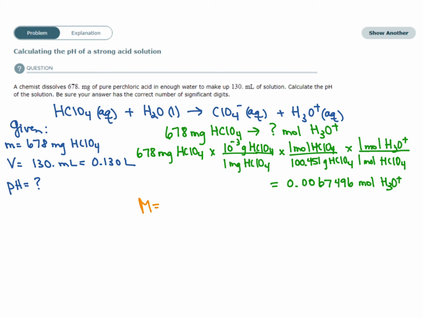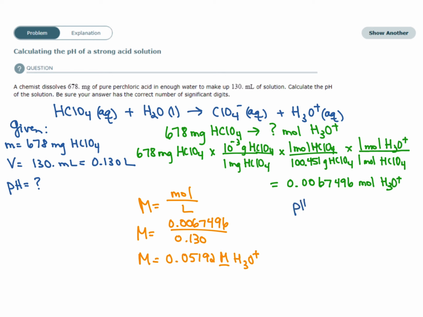Now I need to find the concentration of H3O plus. Concentration is molarity, which is moles over liters. So the molarity of H3O plus is 0.05192. Now that I have my concentration, I can go ahead and plug into my pH formula.